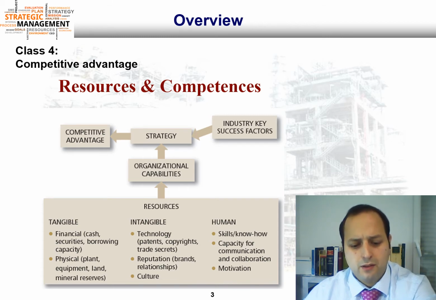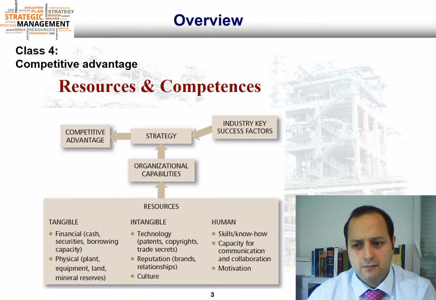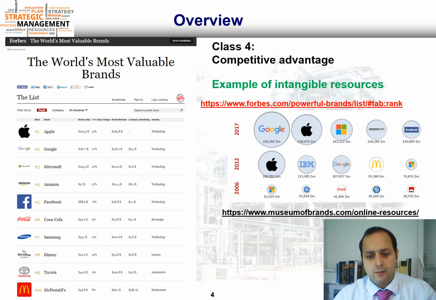For example, it's very usual that the biggest asset of a consultancy company, companies in which the brain power is very important, is the staff. The know-how of the people is the most important value of such kind of companies. Here you can find a very important example of intangible resources, which are brands.